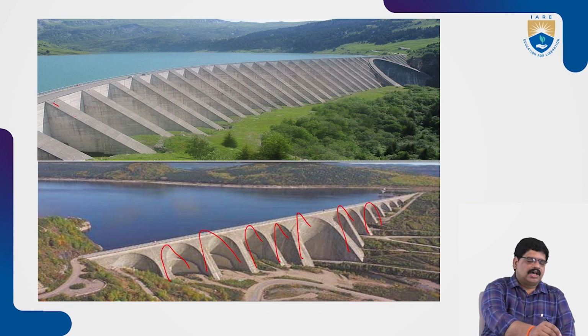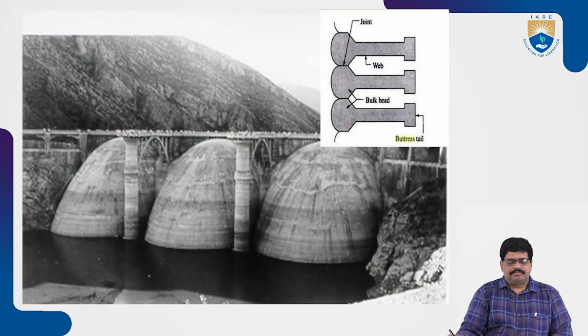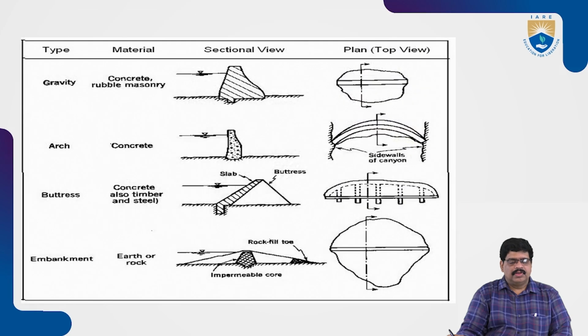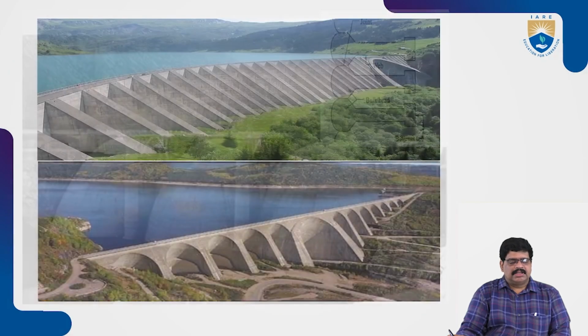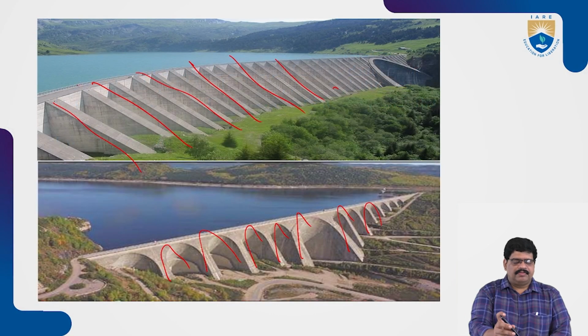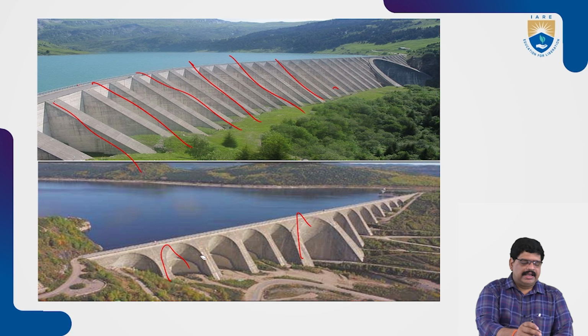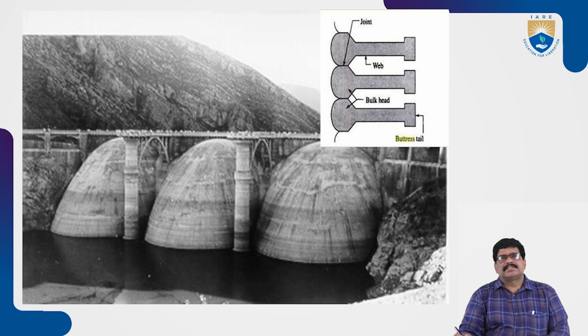This is also one of the constructions here. The pillar type is constructed, and this type of construction is called a buttress dam. Let us see the other one. This is one of the arch types, and deck type dams can be constructed here. And again it can be in buttress style.